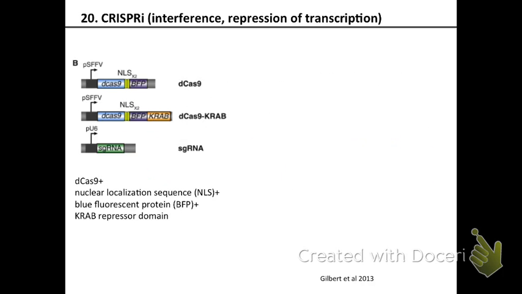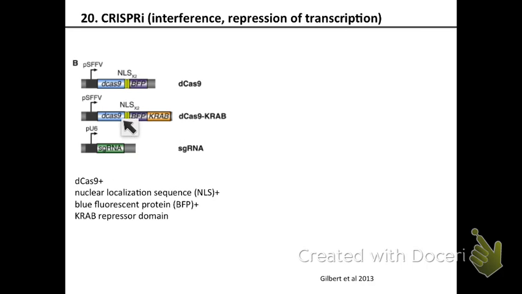So now let's look at some real data. This is from a study that actually showed this as a proof of principle. What we have here are three constructs. What they've done is create an sgRNA construct that is going to target a specific gene, in this case, a reporter gene.